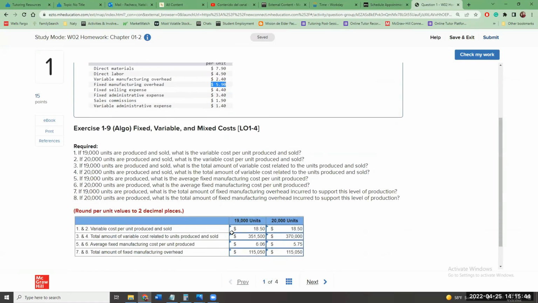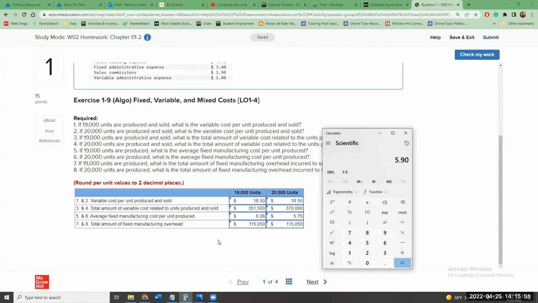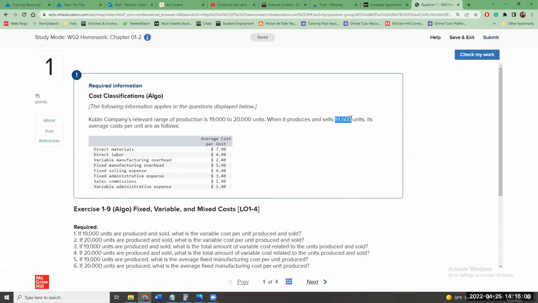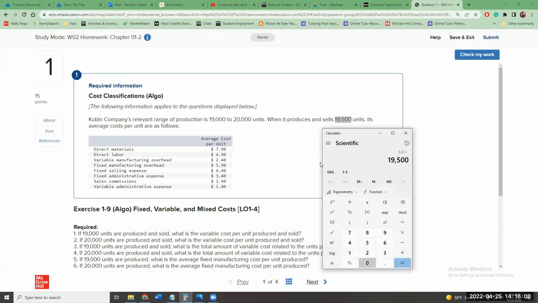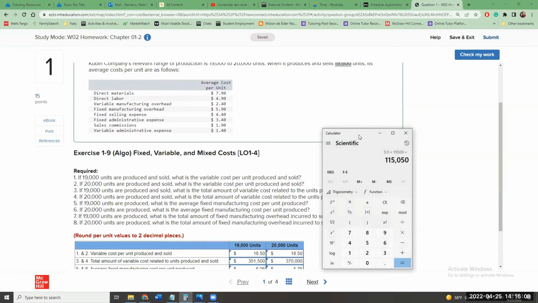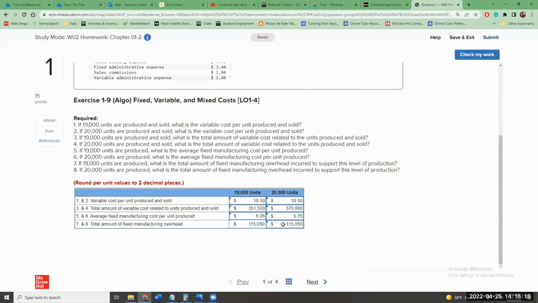So the total, because it's always the same, it's a fixed cost, is 590 times, sorry, 590 times 19,500 units, because this 590 is based on 19,500 units. So the total is 115,050 for both 19,000 units and 20,000 units because it's the total.